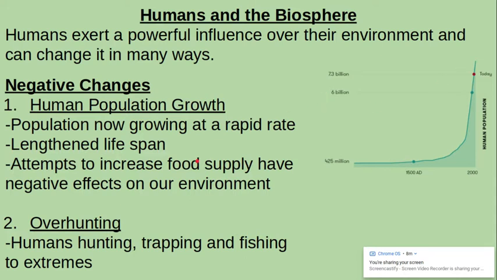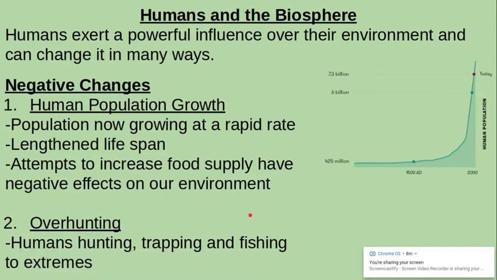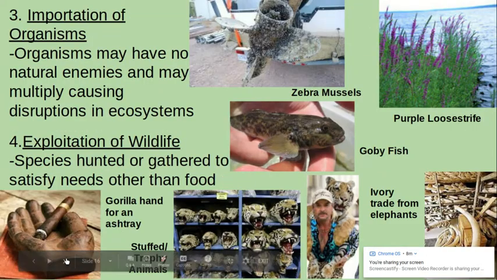Another negative impact humans have done, they've overhunted, trapped, and fished animals to extremes where they are extinct. But we have the endangered species list so that we can identify ones. And the government hands out permits for hunting. They kind of keep an eye on numbers.